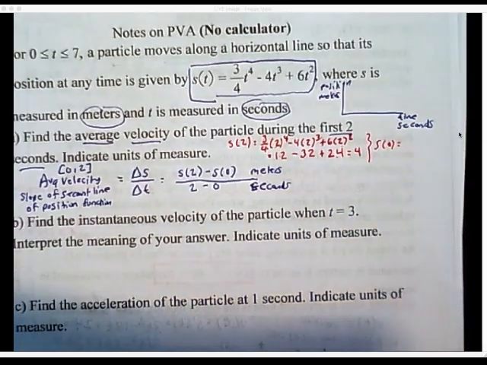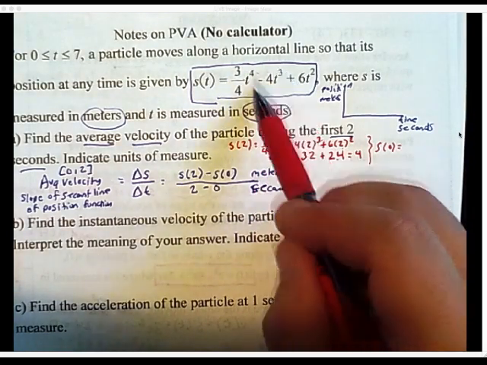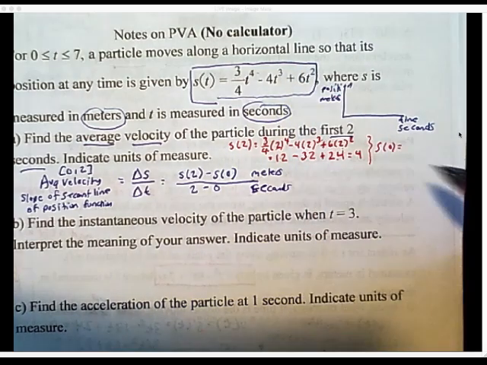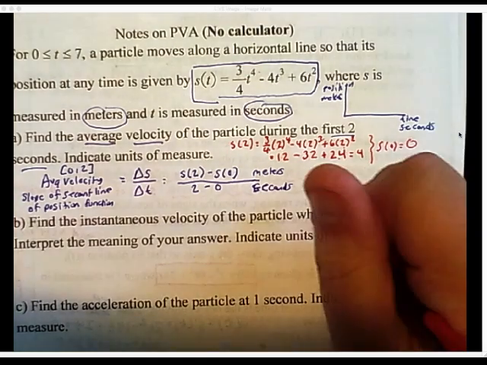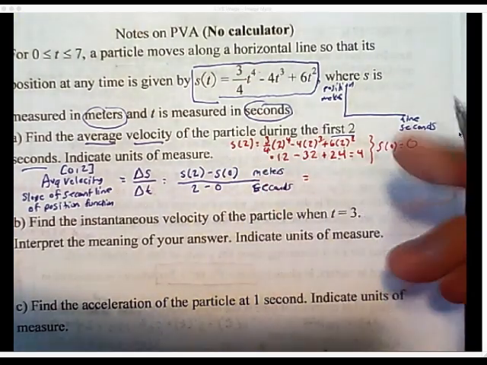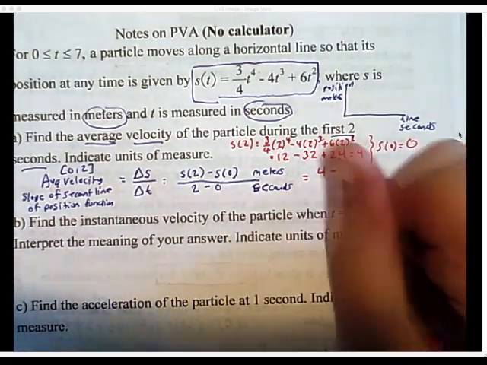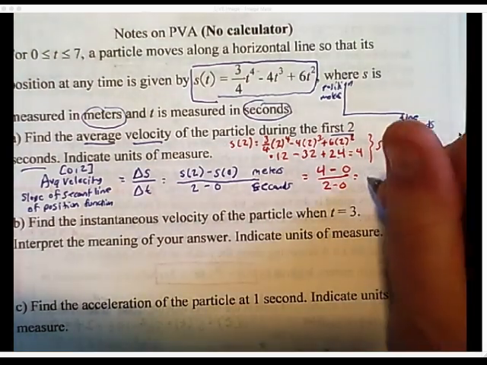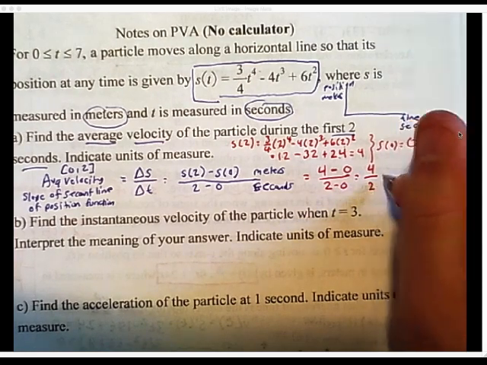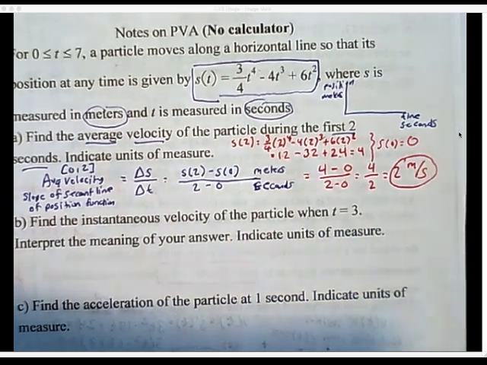If I plug in 0, 0 to the 4th is 0, that term's gone. 0 cubed is 0, that term's gone. 0 squared is 0, that term's gone. So s of 0 is just 0. The position of the particle at time 0 is 0. So if we plug in these numbers, s of 2 equals 4, minus s of 0, which we said was 0. 4 minus 0 is 4, 2 minus 0 is 2, 4 divided by 2 is 2. So 2 meters per second is my average velocity.